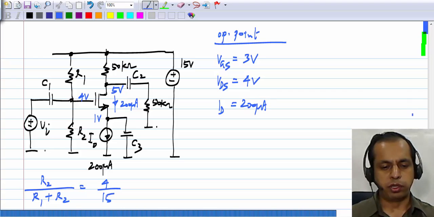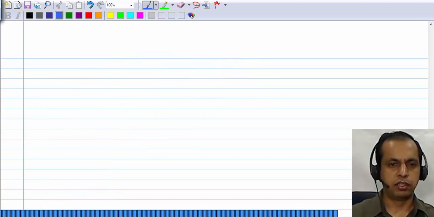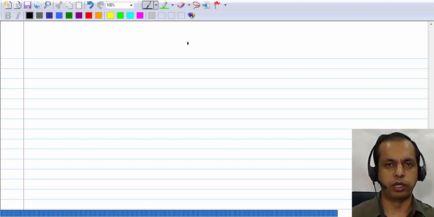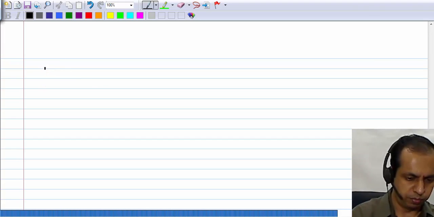Now what about the incremental quantities? We can write down the incremental picture and evaluate. Like we discussed at the very beginning of the course, the usefulness of the incremental picture is to calculate only the increments, and then we add it to the operating point to get the total.